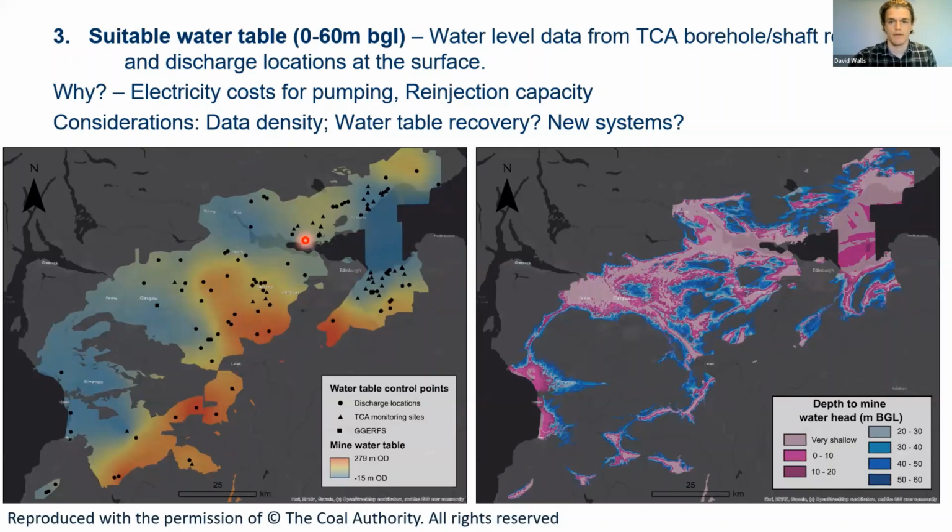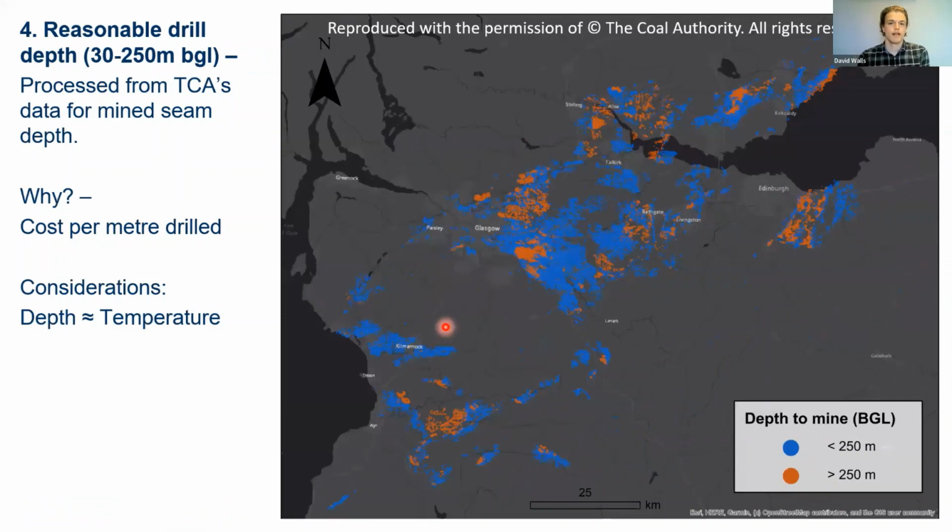Finally, number 4, which is a reasonable drill depth. For this, I've selected between 30 meters, which is where the shallow seams end, and 250 meters. Again, we go back to what is best here, and we've characterized it as a competitive capex for installation. So we're looking at how much it costs to drill.